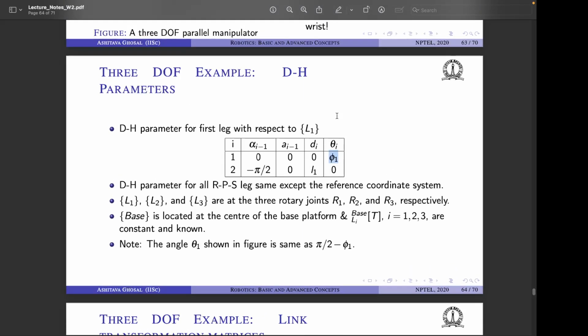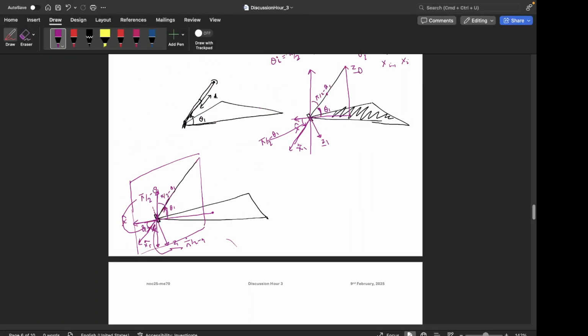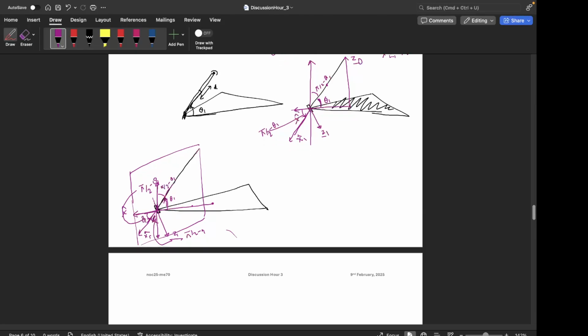It's directly given. But what I am not able to decode right now is what assignment of frames would have led to pi by 2 minus theta 1 being the joint angle and not just theta 1, because that seems to be a more plausible selection of frames. So for a sanity check, alpha i minus 1 is the rotation, the degrees between axis z and axis z.